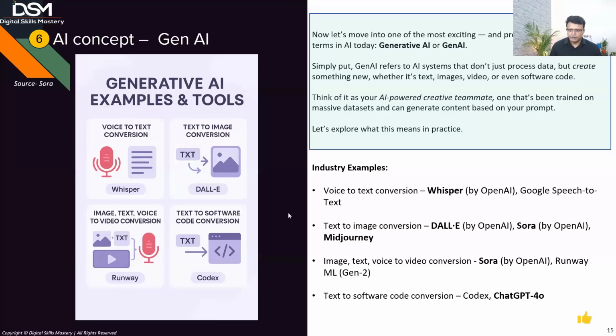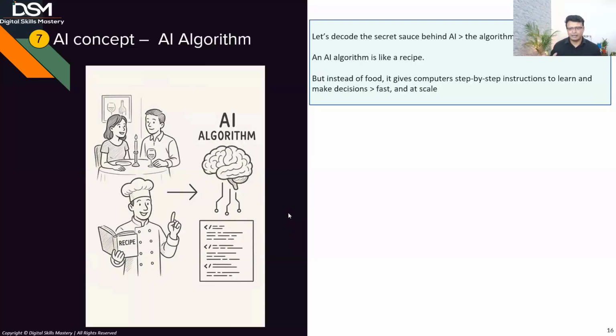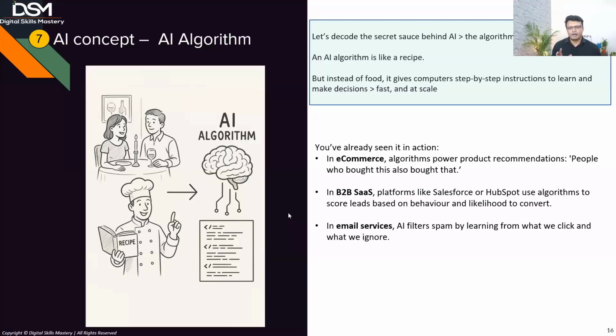Moving forward, the seventh concept, the AI algorithm. Let's decode the secret of all of this, the algorithm. It's like a recipe, but instead of food, it gives computers the step by step instructions to learn and make decisions which are fast and at scale.